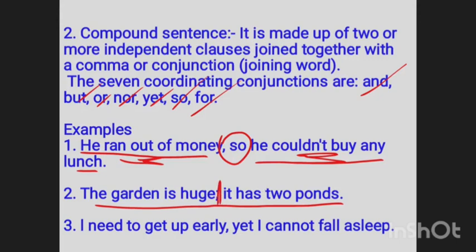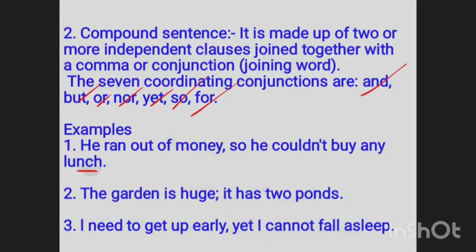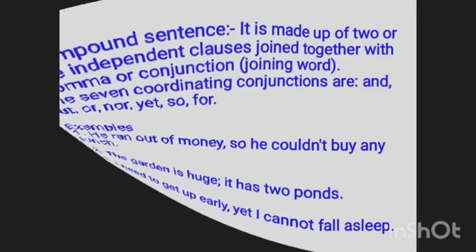Number 3, I need to get up early, yet I cannot fall asleep. I need to get up early is a clause. I cannot fall asleep is another clause, joined together by the coordinating conjunction, yet. So these are examples of compound sentences. Let's move on to the next slide.